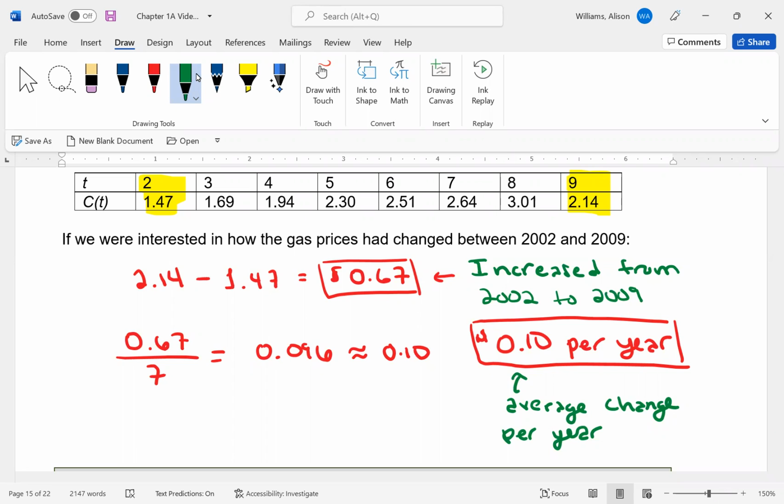Now, of course, depending on which 2 years we select, that might change, right? If we looked at 2008 when it hit that high, that might be a little bit of a different average rate of change. It would have been a bigger average rate of change.